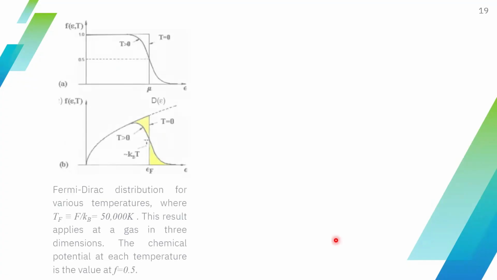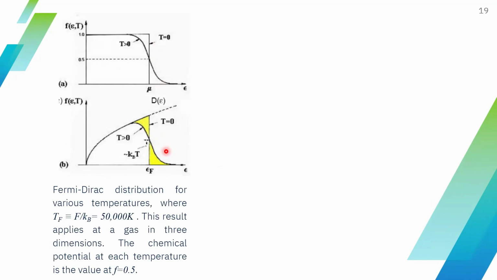You can observe in these figures the Fermi-Dirac distribution for various temperatures, where Tf equals EF by kB, which is equal to 50,000 kelvins. This result is like a gas in 3 dimensions, where the chemical potential at each temperature is a value of 0.5. So in the above graph, the specific heat gradually increases, directly proportional to the temperature, compared to figure A.